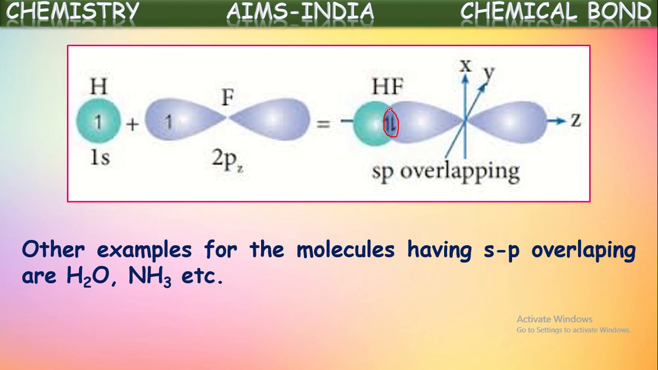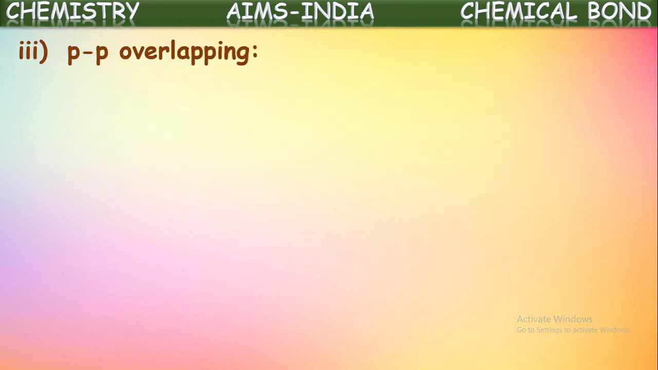Okay, s-p overlapping means the covalent bond formed by the overlapping of the s orbital of one atom and the p orbital of another atom is called s-p overlapping, and thus the sigma bond formed is called an s-p sigma bond. Okay, next let us see another type of overlapping, that is p-p overlapping.